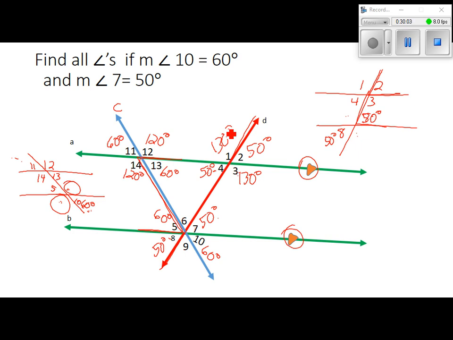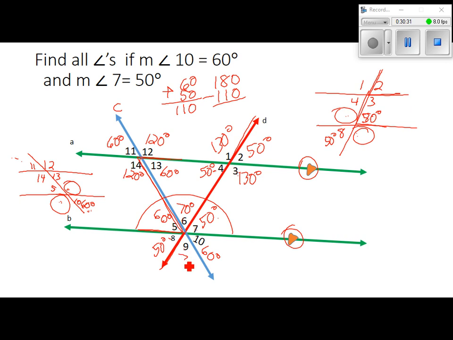Now, once we have all that, again, we couldn't find these two angles because they're not really in our original picture over here. But if we look at this, angle 5, 6, and 7 have to all add up to 180. Well, 60 plus 50 is 110. We subtract that from 180, and we get angle 6 here has to be 70 degrees. Angle 6 and angle 9 are vertical angles, so angle 9 also has to be 70.